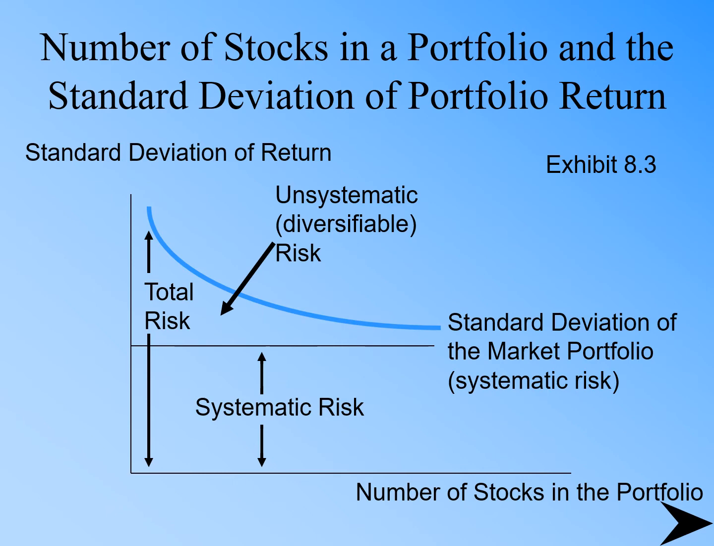The only risk that we can reduce is the unsystematic risk, and this is the reason why we can reduce the total risk. So diversification is helpful in reducing the unsystematic risk, and by reducing the unsystematic risk, we can reduce the total risk of a portfolio. But we cannot reduce the systematic risk, which is a non-diversifiable risk.